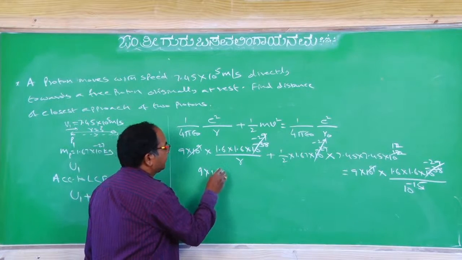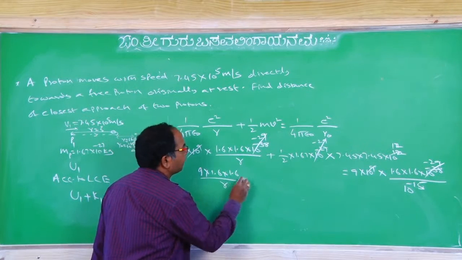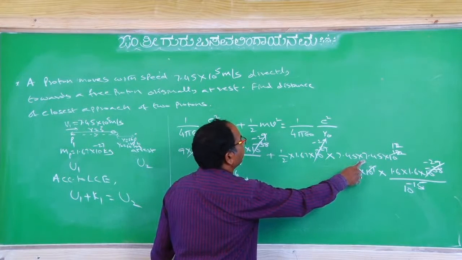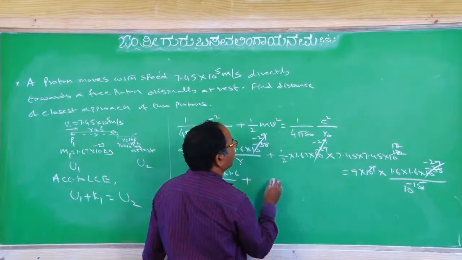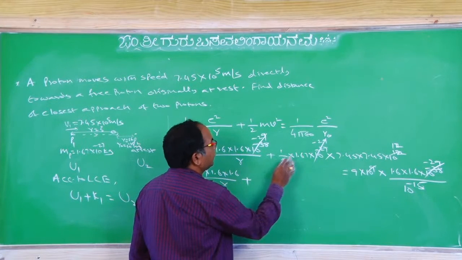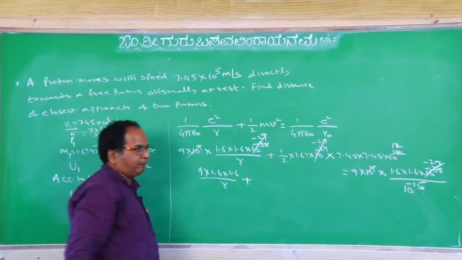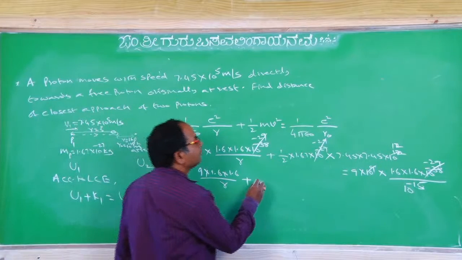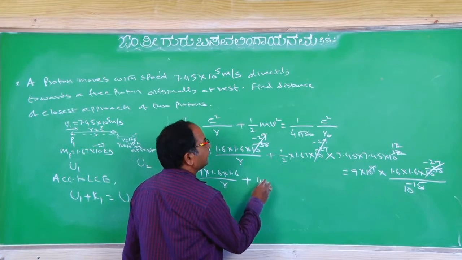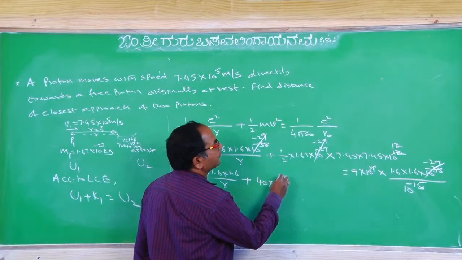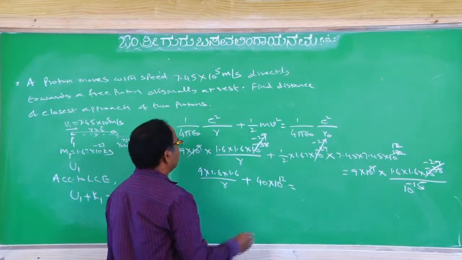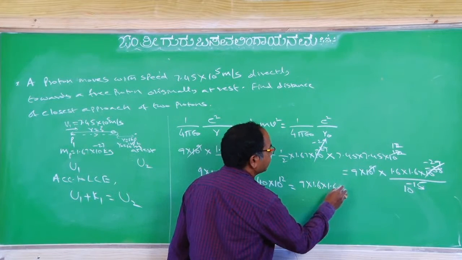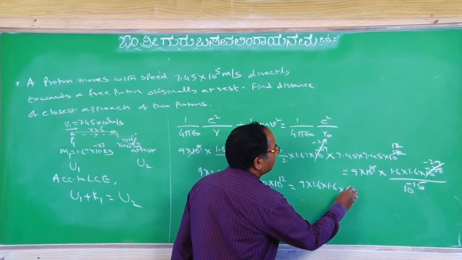9 into 1.6 into 1.6 by R plus this one. 7 7s are 49, approximately 50. So 50 by 2 is 25. 25 into 1.7, so 25 times 7 is how much? 135. So approximately 40 into 10 to the power of 12. That is equal to 9 into 1.6 into 1.6 into 10 to the power of 15.